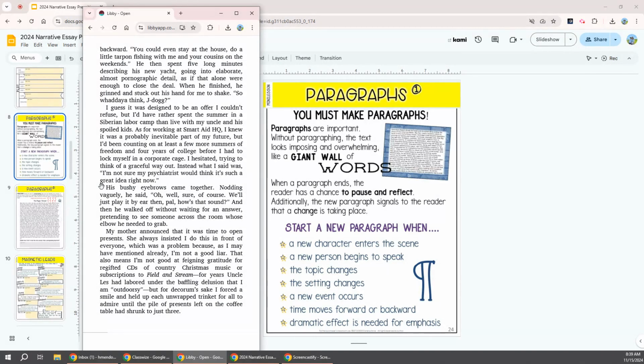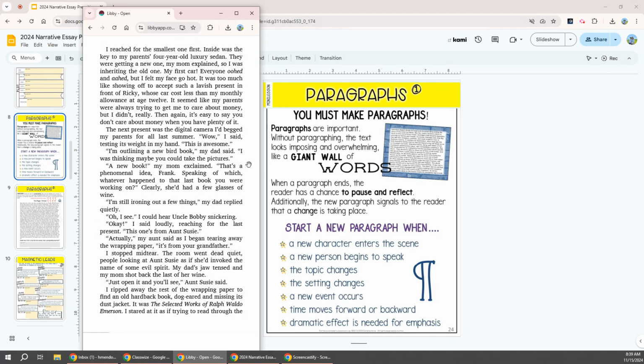And the way that we indent it on our computers is by hitting the tab button on the far left of your keyboard. If we take a look at this page, we see that we start out with a new paragraph, and then we have quite a few paragraphs here because people are talking. So remember, every time a new person starts speaking, we start a new paragraph.